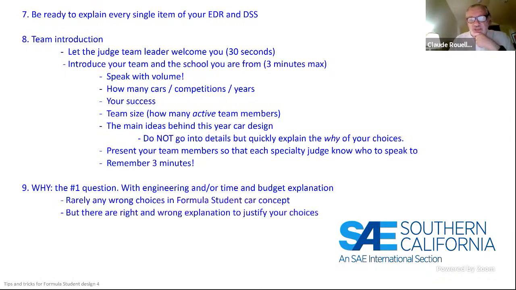So you have rarely any wrong choice in Formula Student car concept. You do 1 cylinder, 2 cylinder, 4 cylinder. You do 1 electrical motor, 2, 4, inboard, outboard, brakes inboard, wings, no wing, chassis in monocoque, composite material, or tubular chassis, 10-inch, 13-inch, 8-inch. There is no right or wrong answer, but there are definitely right and wrong explanations to justify your choice.